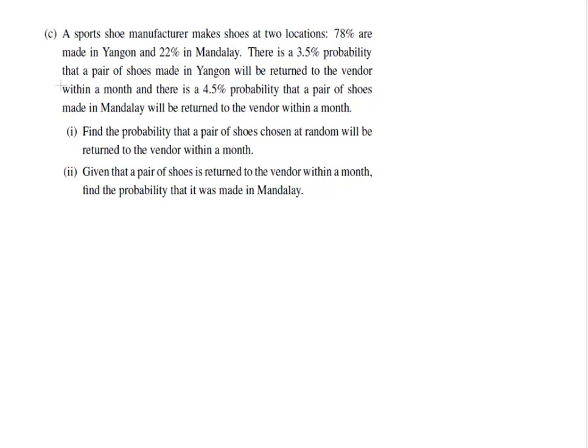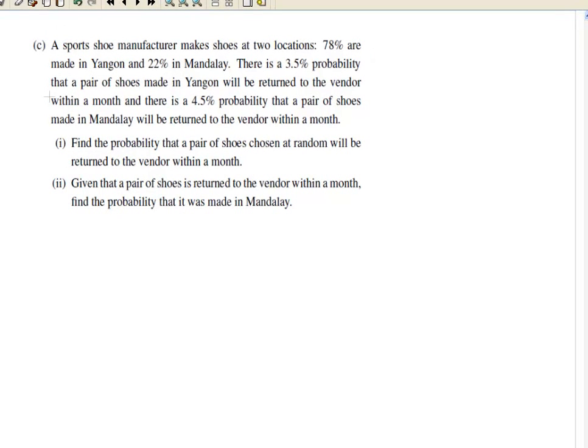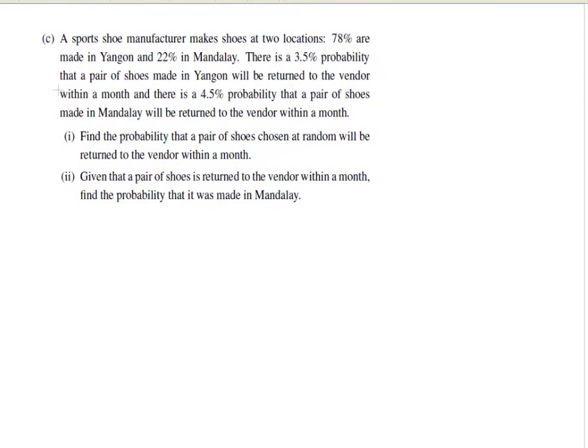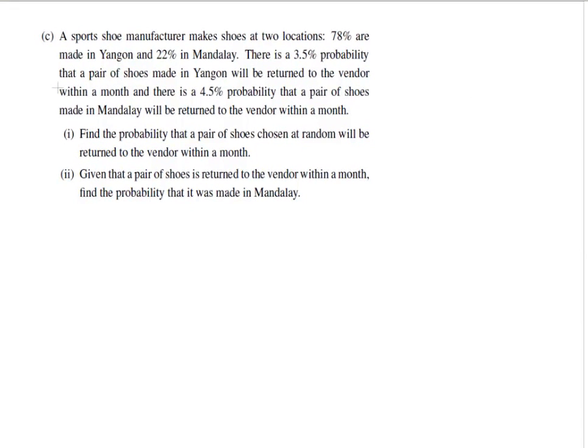So we'll look at this one first, and we'll just read through the question here and make a few remarks. The first thing we're going to do is remark that there is a 78% probability that a shoe comes from Yangon. So we're going to call that event Y, a shoe comes from Yangon, which I believe was recently called Rangoon in Burma.